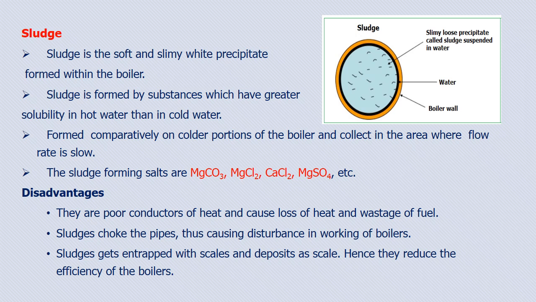And also one more major problem, sludge and scale. The next topic we are going to see is scale. These two occur together in the boilers. When scale is deposited, sludge is entrapped and deposited as scale. Sludge turning into scale. Scale is more problematic for boilers than sludge. So sludge is entrapped by the scale for deposition and deposits as scale, and it causes major problems to the boilers.